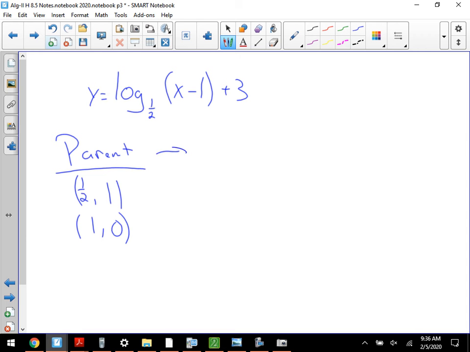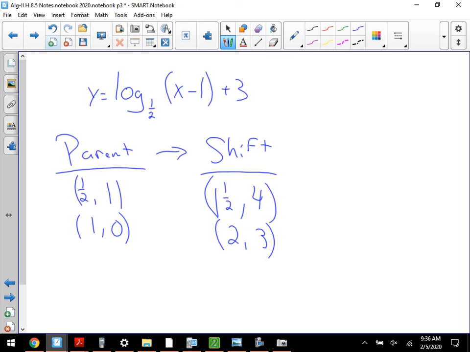When you go to shift it, we can add 1 to the x, add 3 to the y, so we get 1.5, 4, and 2, 3. Is that all you have to do? Yes, sir. Since this is the b value, I could have had a b of 8.